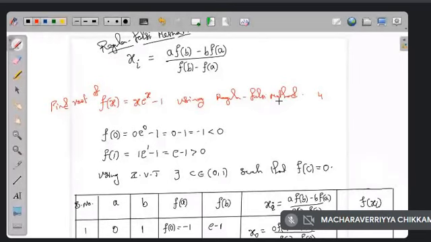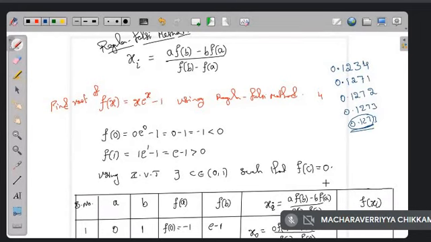Find root correct up to 3 decimal places means you need to do those iterations until you get 3 decimal places to agree. What I mean, for example, in the first iteration we found 0.123, in the second iteration we found 0.127. In the next iteration we found 0.1272. Next iteration 0.1273, and 0.1273 remains as it is. Now, up to 3 decimal places, I am sure that the root is 0.127.